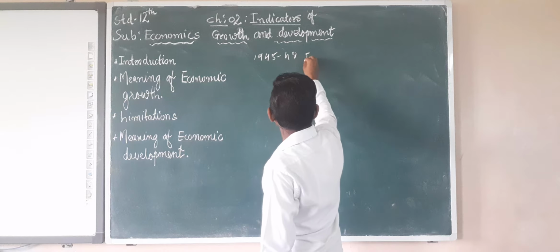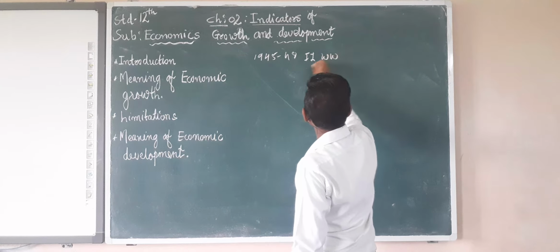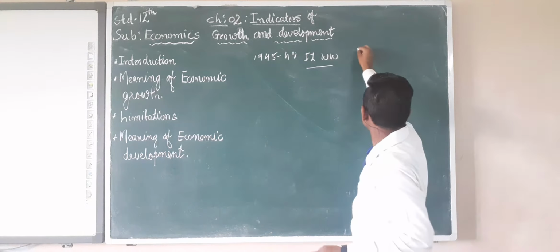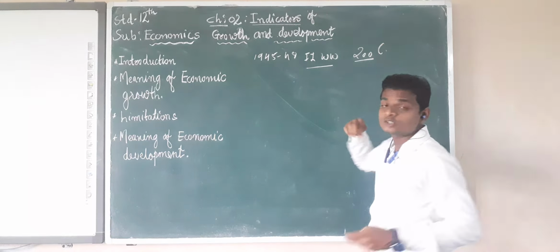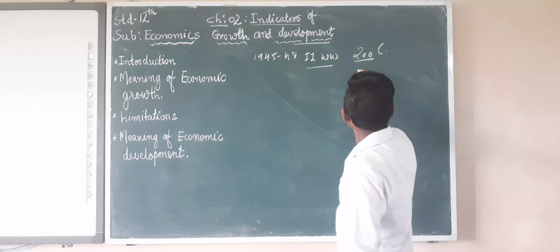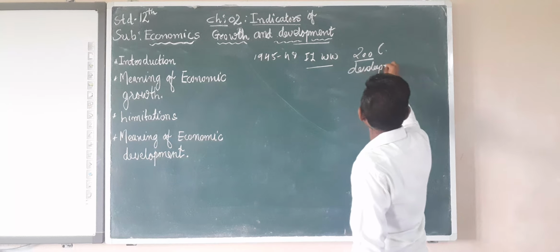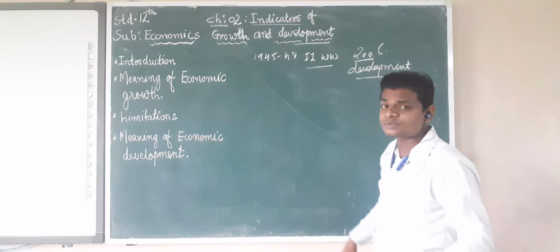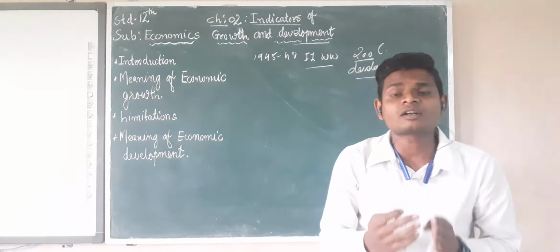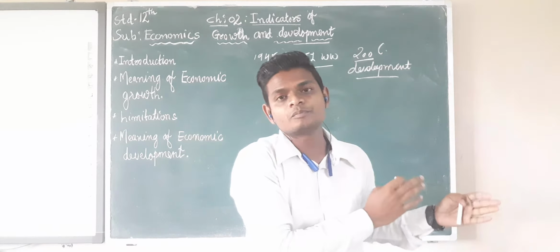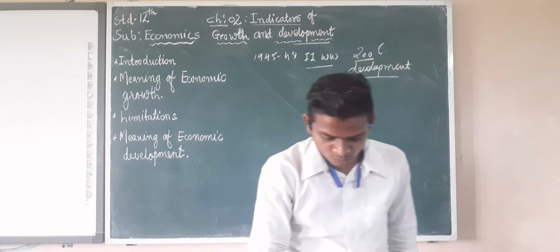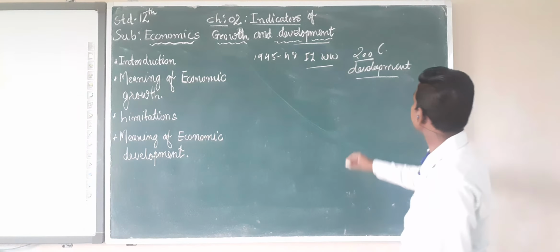After the Second World War, all the countries, more than 200 countries, want to attain something. What do they want to attain? Development. All the countries want development. This topic is very important because it indicates that a particular country has totally developed. So after the Second World War, the focus has been the attainment of economic development.